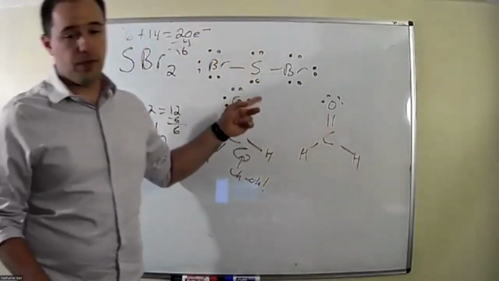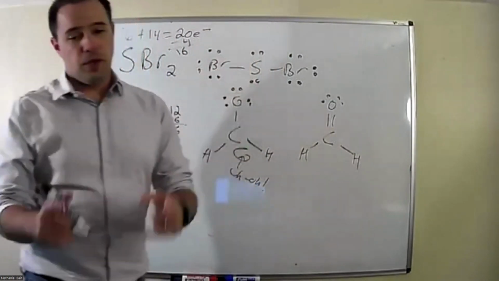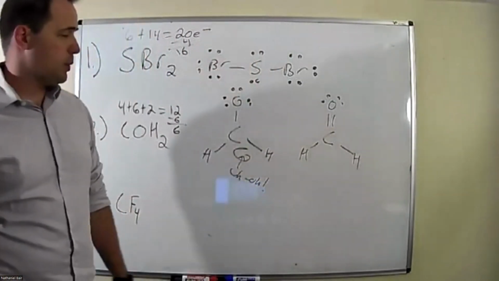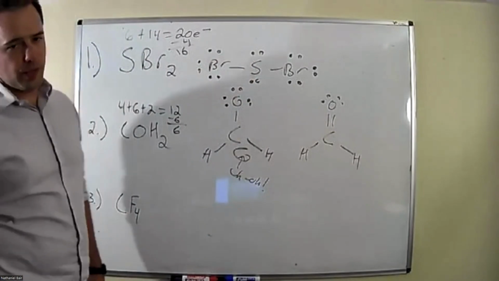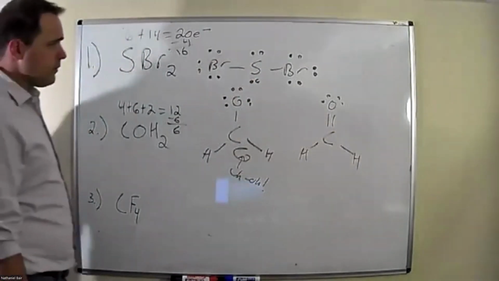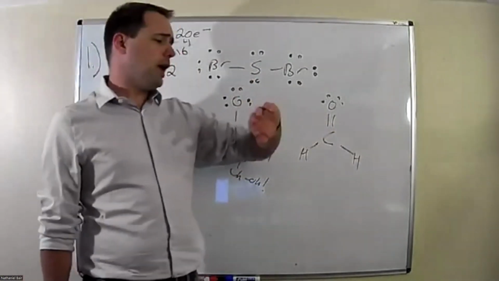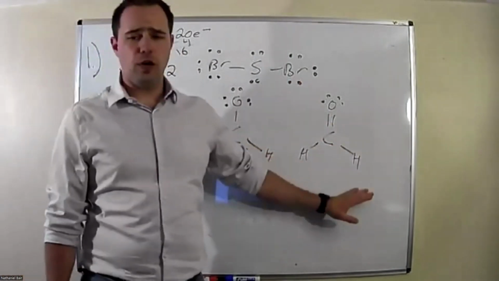In fact, that top structure doesn't look anything like that either. It's bent. We're going to get into molecular geometries with that VSEPR sheet that I gave you all on Thursday here in a moment. Any questions so far on SBr2 or COH2?